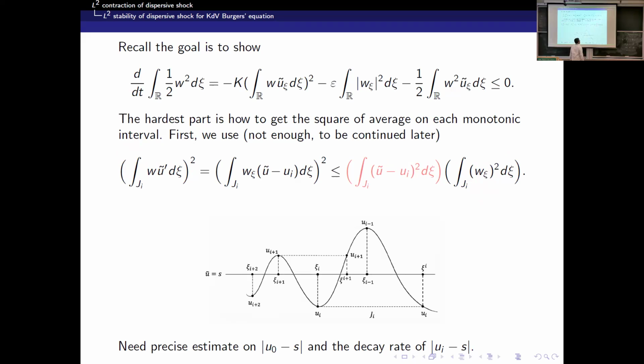So, if you do the linearized problem, this is the BV. That's definitely not enough. We not only need to know this is BV, we need to know how big the BV norm is. That's the hardest part. Also, in fact, to calculate this L2 is a pretty hard job. So we need a precise estimate on each extreme, the distance from the extreme to the equilibrium S. We also need to know the decay rate. How could we do that?